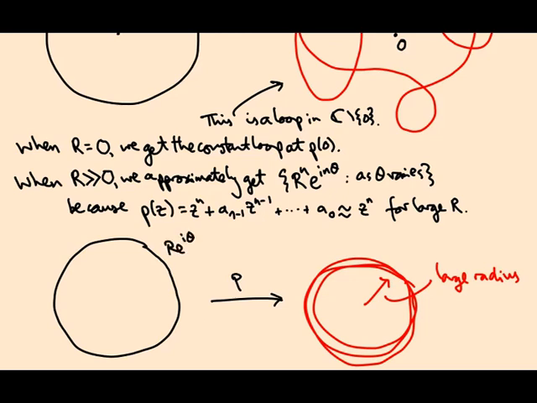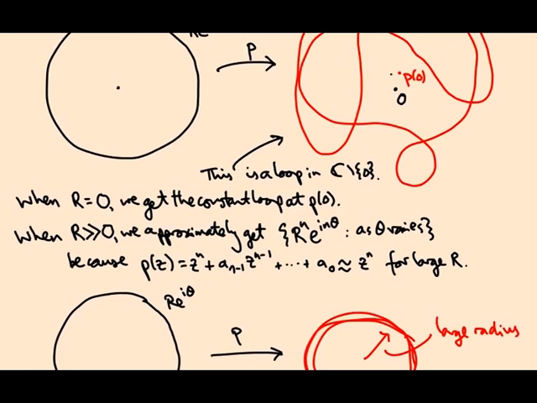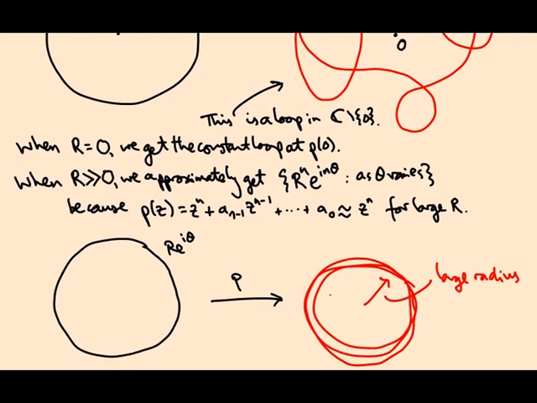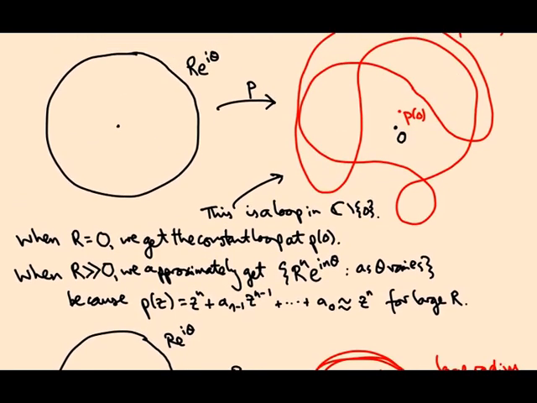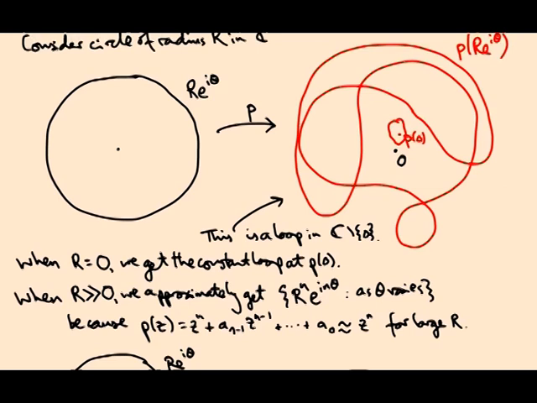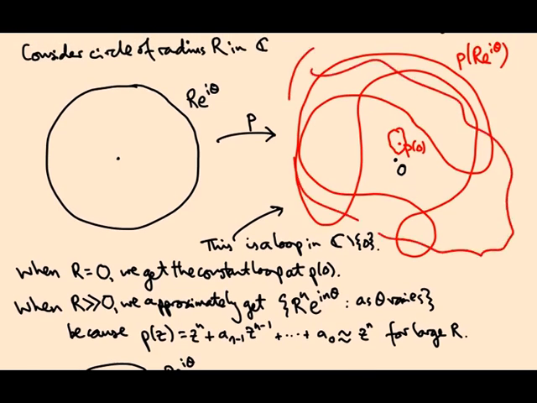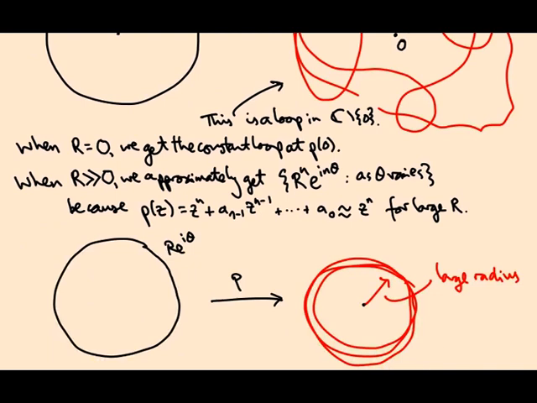So for small circles we get something very close to this point p of 0, and actually when r equals 0 we get just a constant loop at p of 0, and for very large radii we get this loop that winds n times around the origin. But there's a whole family of loops in between as r varies from 0 up to very, very large. So there's a whole family of red loops, starting at this one, getting maybe a little bit bigger, going through this wiggly thing, getting really, really big, until eventually it becomes this large radius loop that winds exactly n times around.